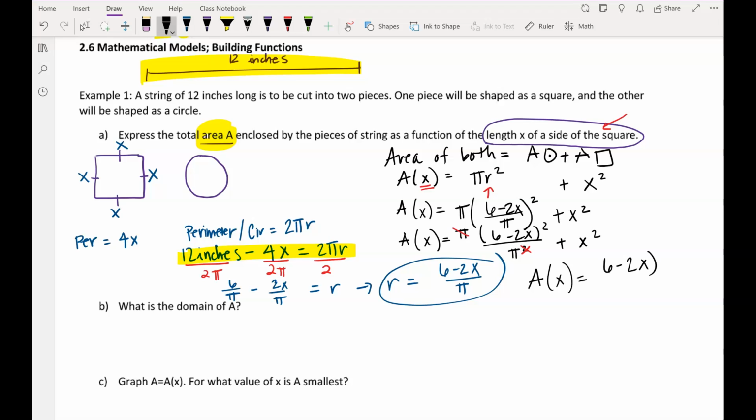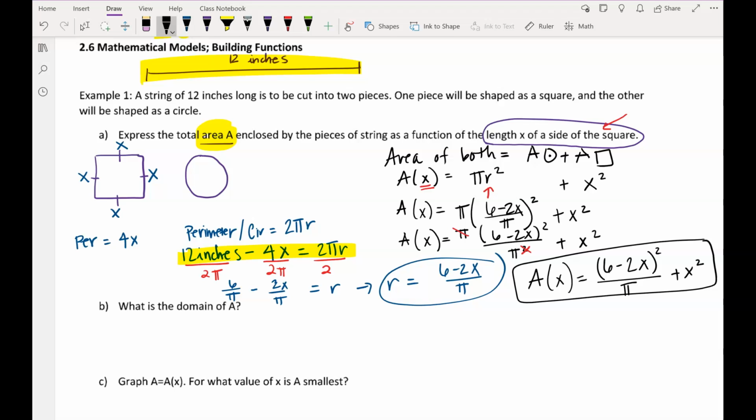And remember, do you know what x represents? I hope you do, because if you don't, you're going to be in trouble, since you don't know what you're looking for if you don't know what each variable represents, right? x represents one side of the square. A represents what? The total area of both shapes. So now we have the formula to find the total area of both shapes.